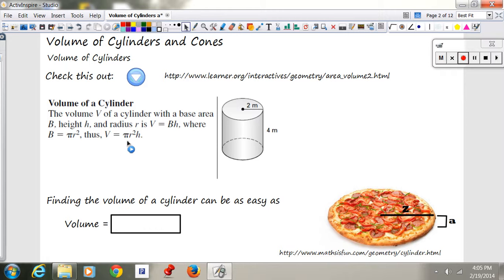And in a cylinder, you can take out the B and put in pi r squared, because the B is always going to represent a circle in a cylinder. So take out the B, put in pi r squared h, and you'll have the volume of a cylinder.